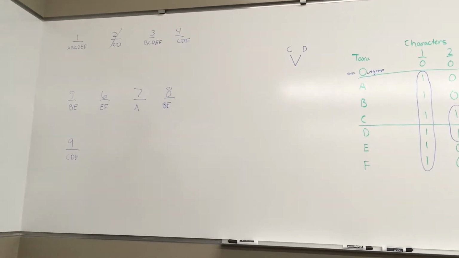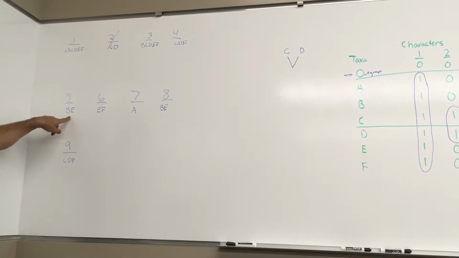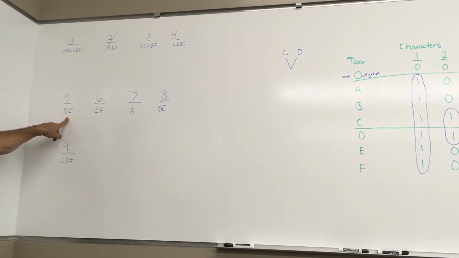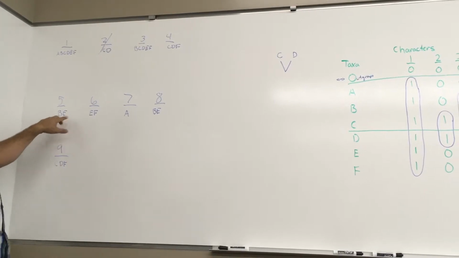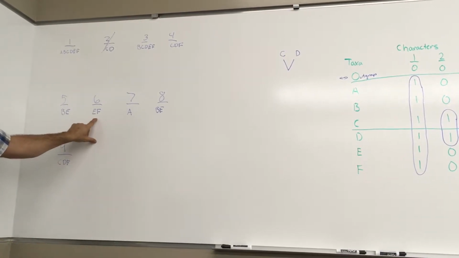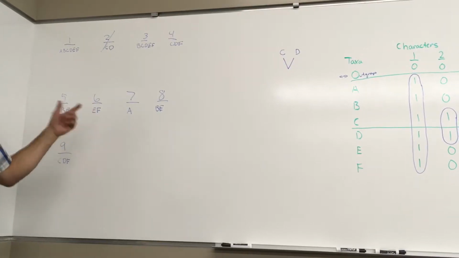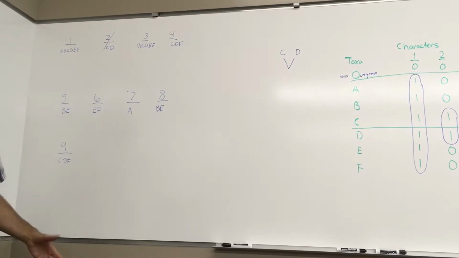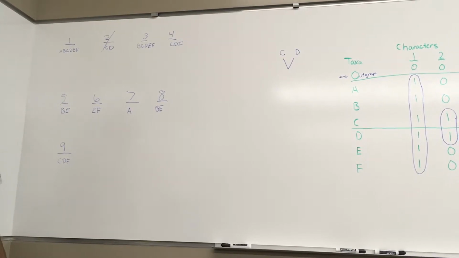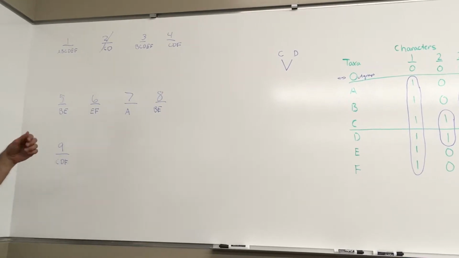Now let's look at another one, B and E. Here, character 5 suggests B and E are more closely related to each other than anybody else. But here, 6 says it's E and F. So that is contrary information. These are contrary things. So which one do we go with? We look for which one has more support or less contrary information.